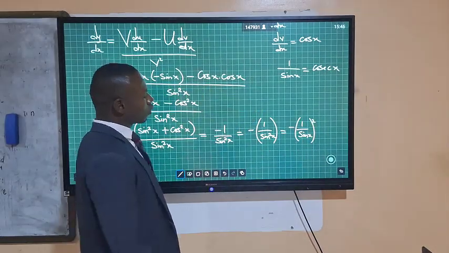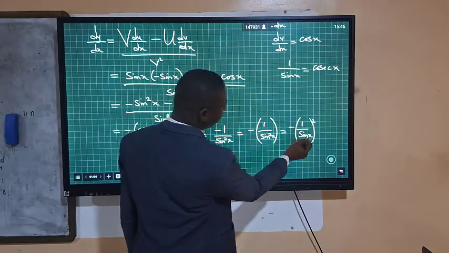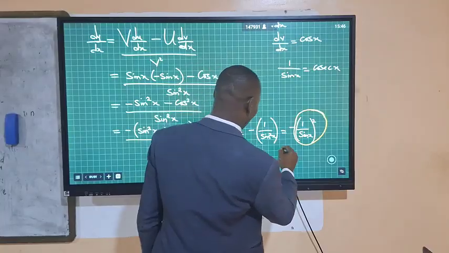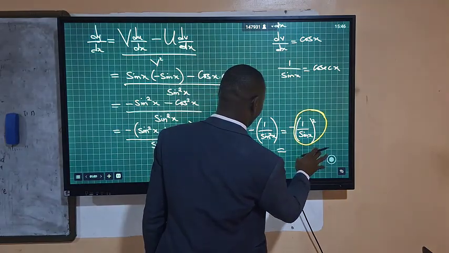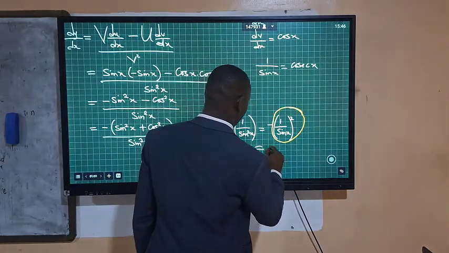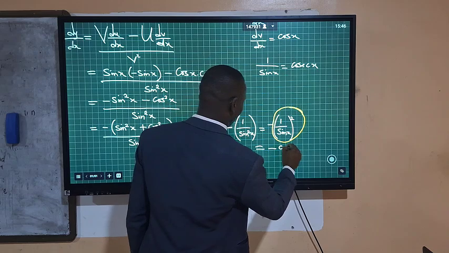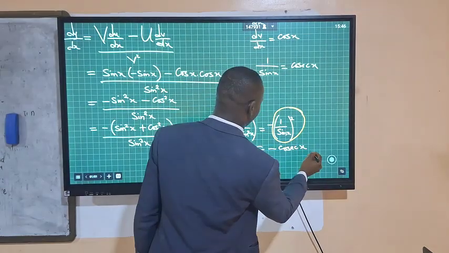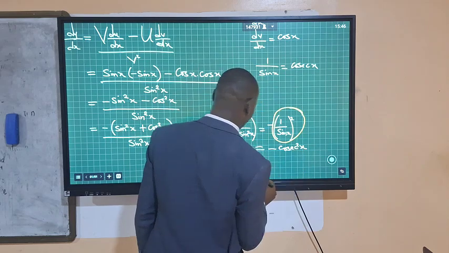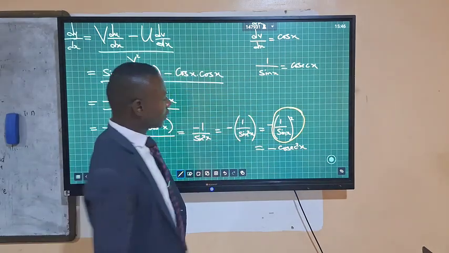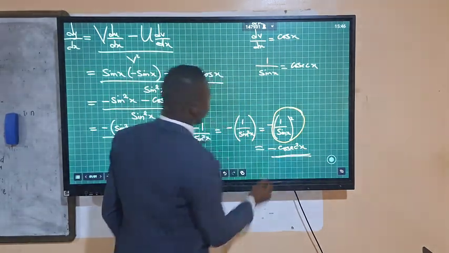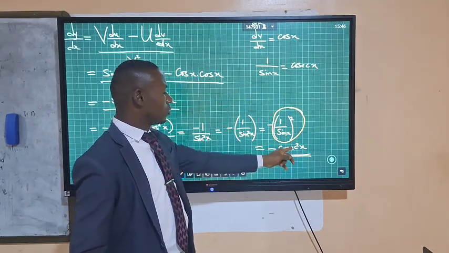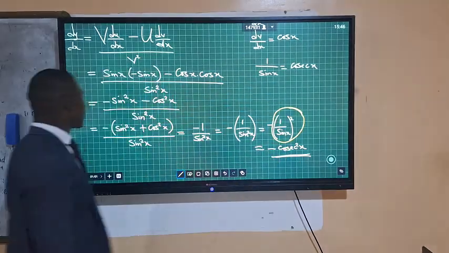Okay? But what is this? 1 over sine x is nothing but cosec x. So therefore, our final answer becomes minus cosec square x. So that's the final answer. When you have cosec x raised to the power 2, what you have is minus.